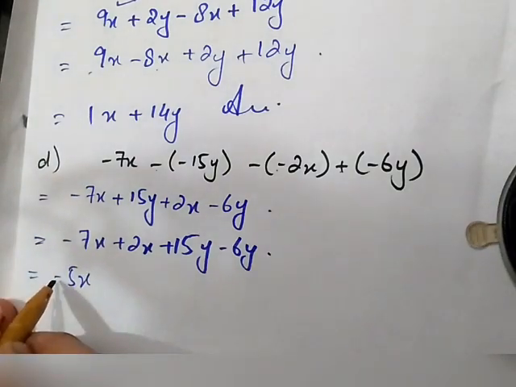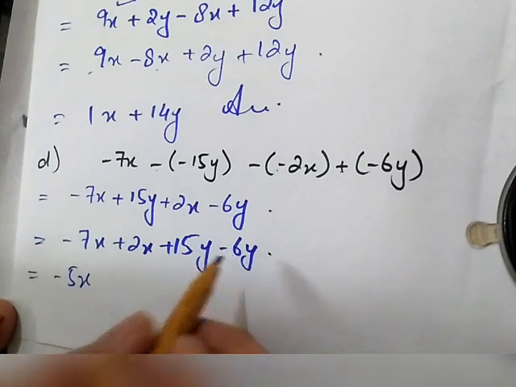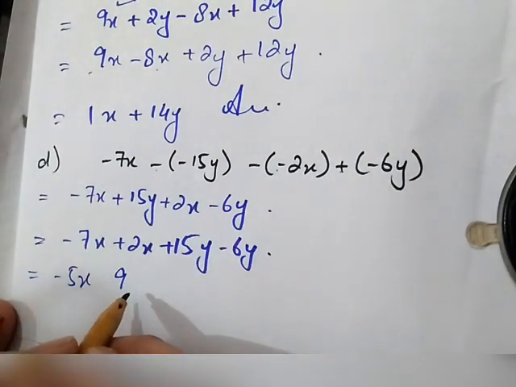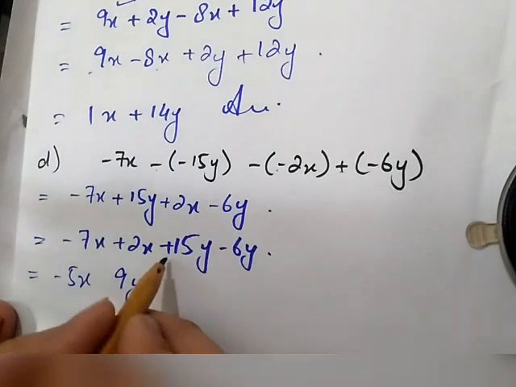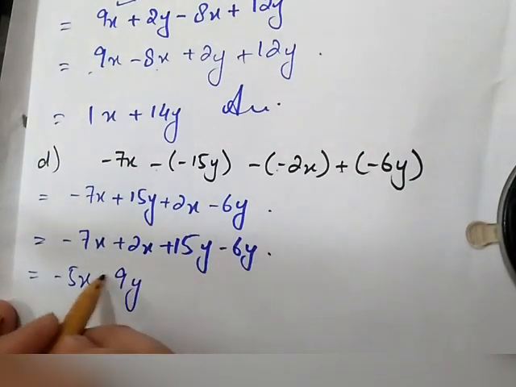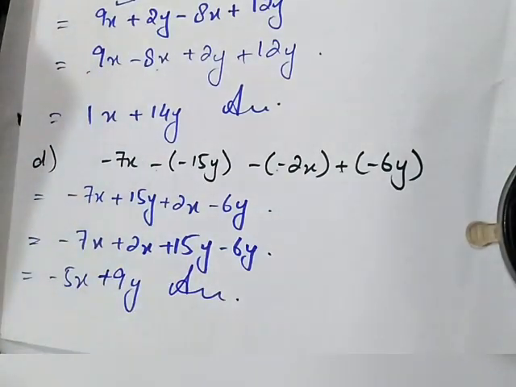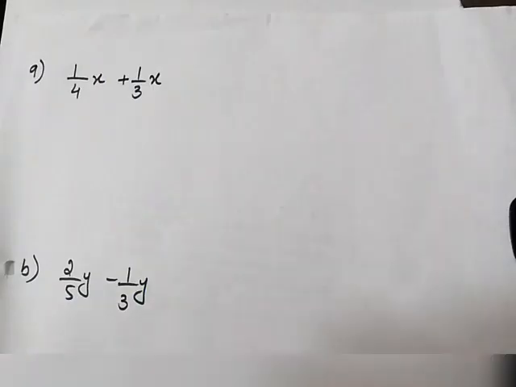Put the sign of the greater term here. Then 15 minus 6 will become 9. Yes, 9. The variable is y, and what is the sign of the greater term? That is positive, plus. So that is all about your question 8. With question 8 done, now we do question 9. Here we have question 9.